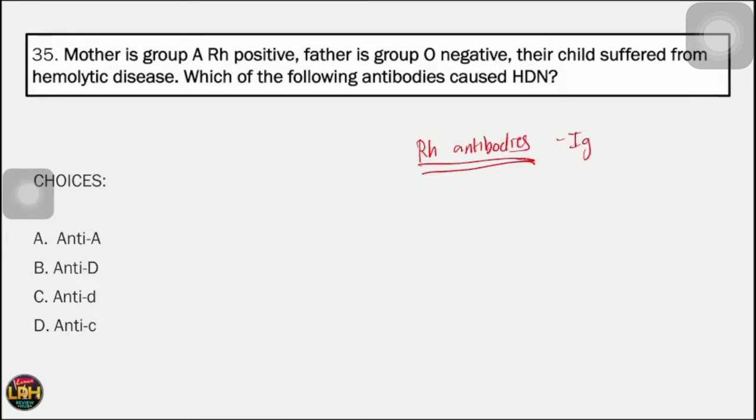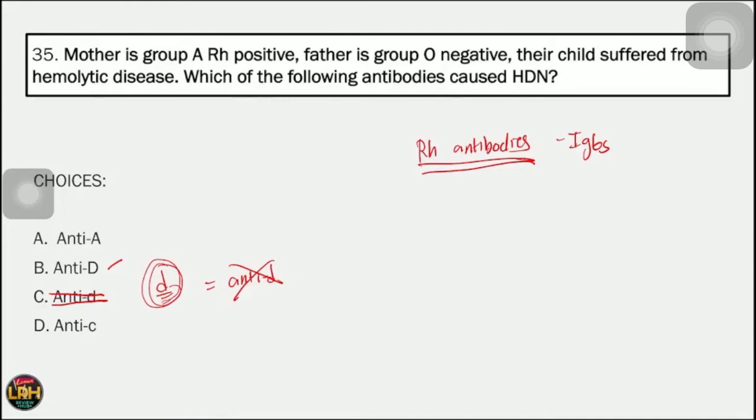So these are IgGs. In the choices, we have anti-A. Anti-A is IgM, therefore it is not known to cross the placenta. We have anti-D, and we have small anti-d. But this is not possible because small anti-d is not existing at all. Remember, the letter d indicates the absence of the D antigen, but the absence of the D antigen will not equate to an anti-d. That is wrong.